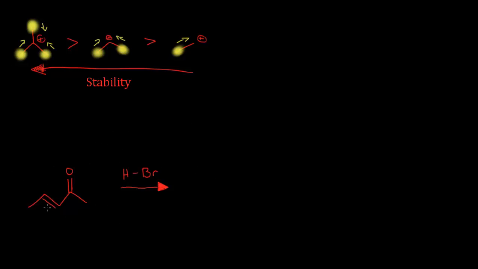So first we have to draw these electrons going from here to the hydrogen, and this bromine comes off. And then now you're stuck with two different carbocations, and you have to figure out which one is the more stable carbocation, which will make the major product. So let me draw. You have the choice between this carbocation or this carbocation. Now, which one is more stable?